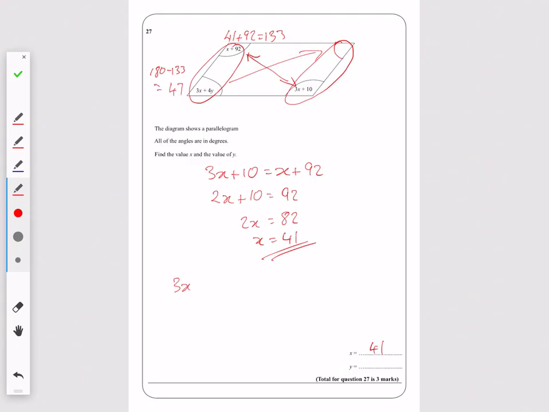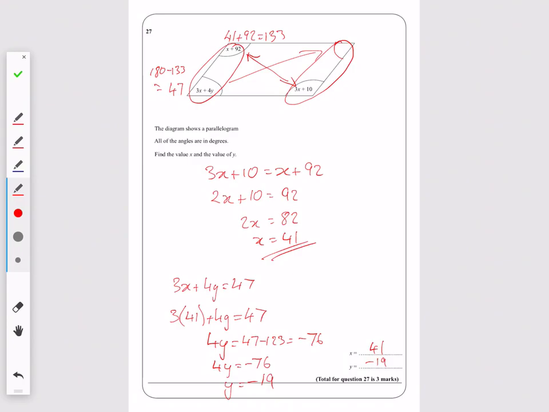So I've got 3x plus 4y's must equal 47. And we know that x is 41, so 3 lots of 41 plus 4y's will give me 47. So rearranging that, I get 4y's. 3 lots of 41 is 123. So 47 take 123 will give me minus 76. So 4y's is equal to minus 76. So 1y would be minus 76 divided by 4, which is minus 19.